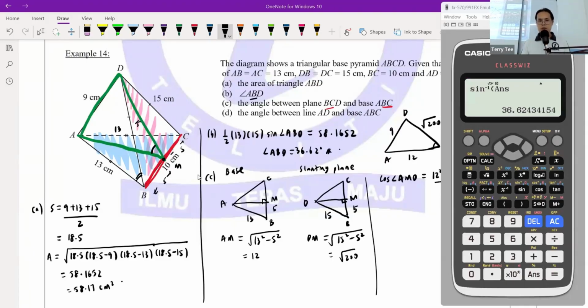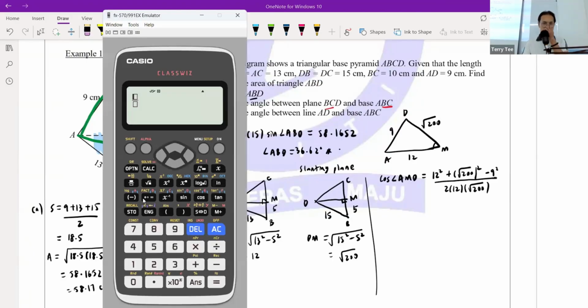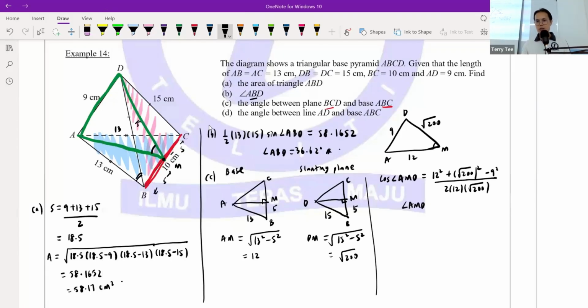Okay, 12 square is 144. Square root 200 square is 200. 9 square is 81. Divide by 2 times 12 times square root 200. Whatever I get here, shift, cos, answer equals 39.21. Yeah, this angle AMD is 39.21. Okay, 39.21 done.